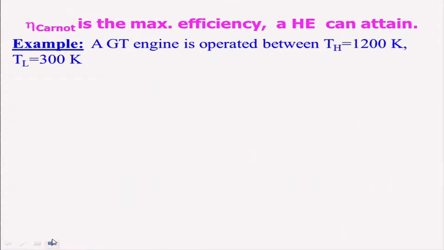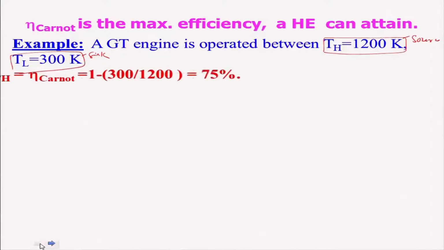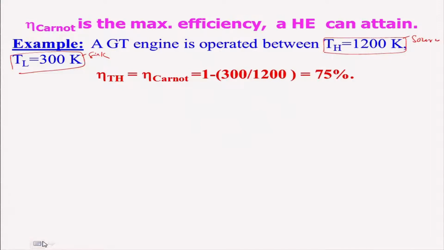So, we will take an example like a gas turbine engine, let us say operated between a temperature of 1200 Kelvin and a temperature of 300 Kelvin. That means this is your source temperature, from which it is taking the heat, and this is the sink temperature, to which the heat is rejected by the engine. What will be its efficiency then? Its efficiency will be 1 minus 300 divided by 1200, that will give you 75% efficiency. Of course, if you could achieve this order of efficiency for a heat engine in real sense, it will be great.